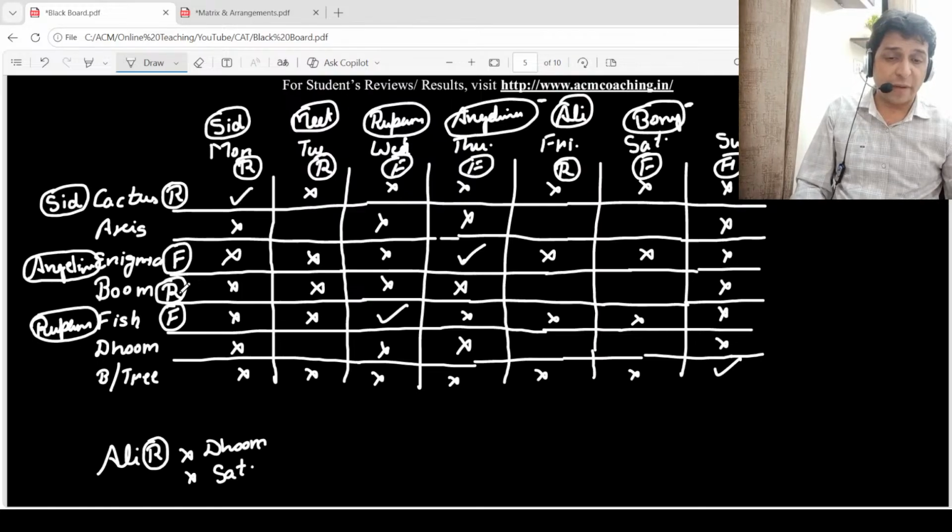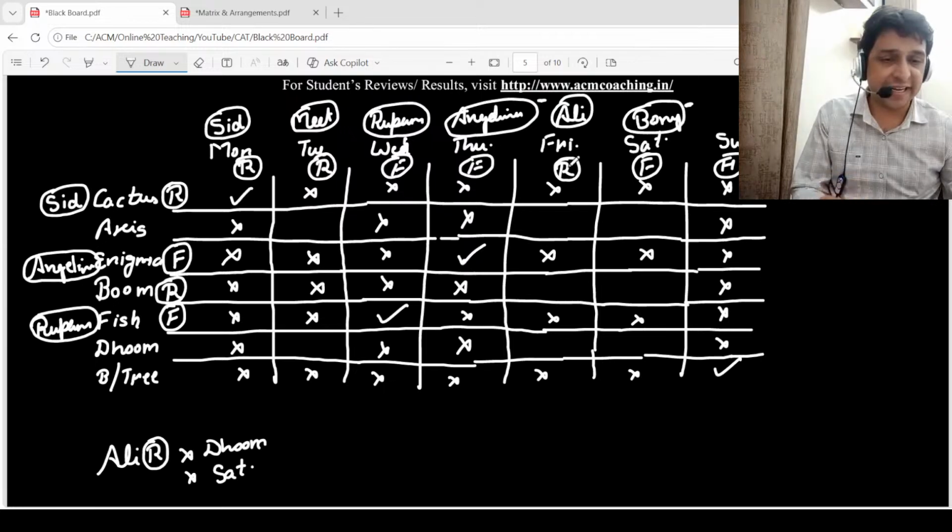Now if Boom is a rock band and it has the option only for Friday and Saturday, Friday is rock band, Saturday is fusion band. That means Boom has to perform on Friday. It's not on Saturday, and from here we can cut this Friday for other bands.